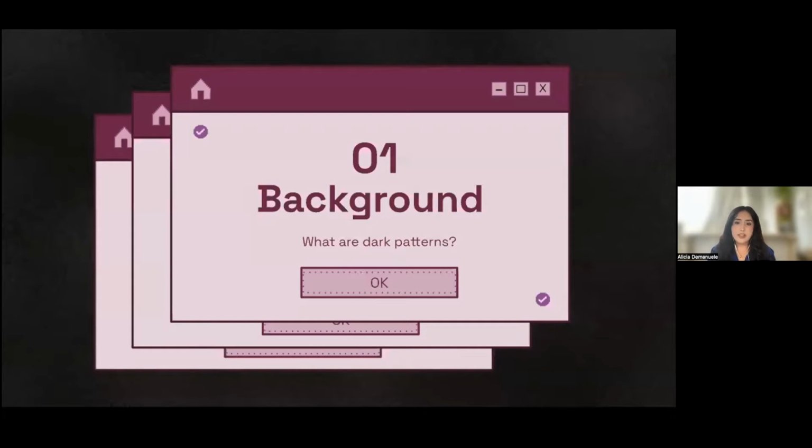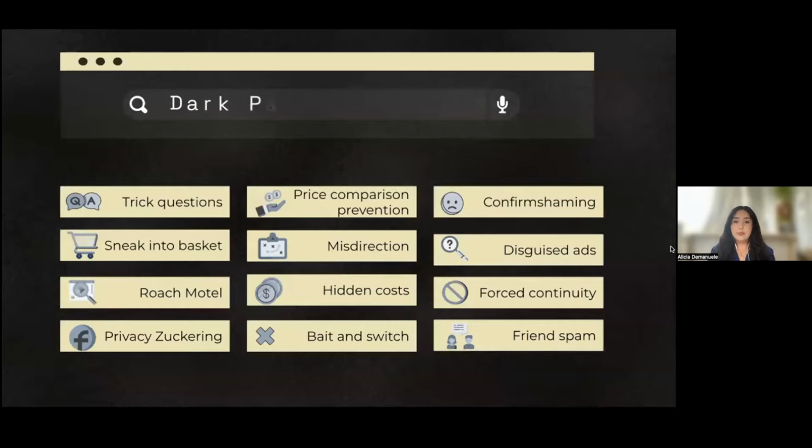Okay, so to begin, dark patterns are prevalent in daily interactions online, but what exactly are they? Dark patterns are potentially manipulative instances of user interface design on websites and apps that trick users into doing things they didn't intend to. The term was coined by UX specialist Harry Brignall in 2010 when he identified 12 types of dark patterns as listed on the screen, which can be found across social media, e-commerce, financial services, and most online spaces.